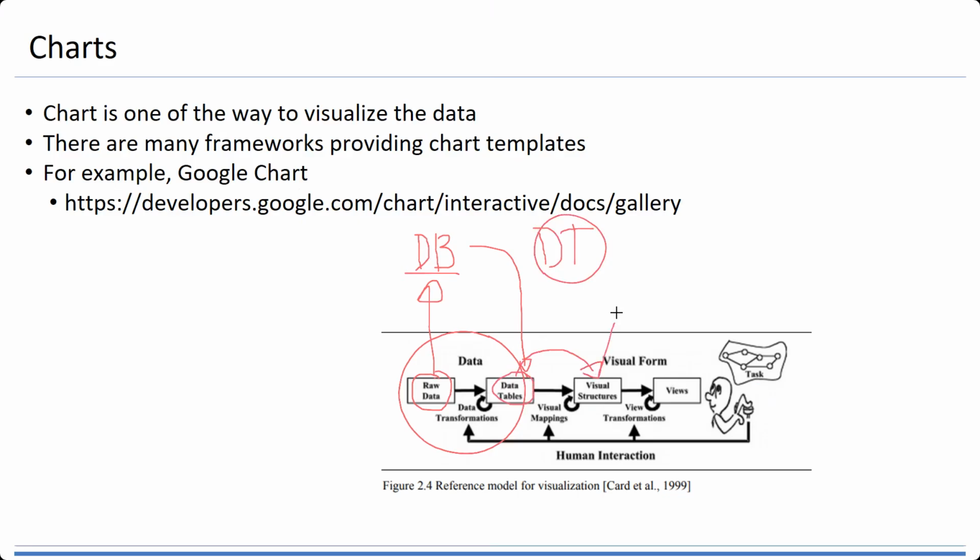So visualize the structure means whether you are going to use an array or you are going to use some kind of table format, which is row and column. It depends on the structure of your gallery or your chart. And then after you already have the visual structure, then you can view it.